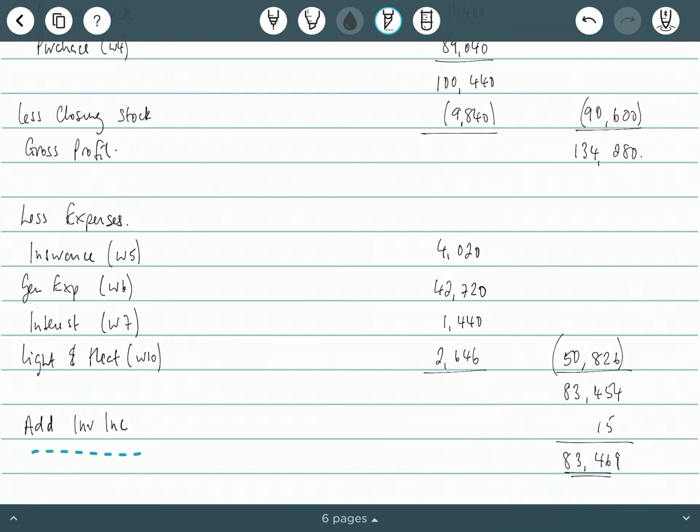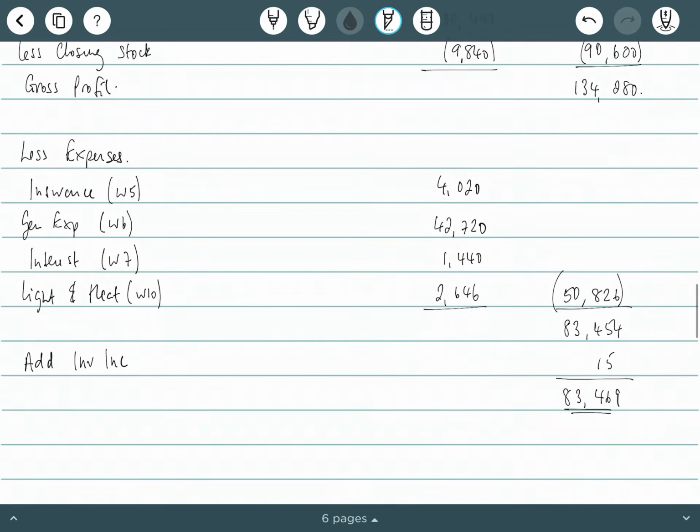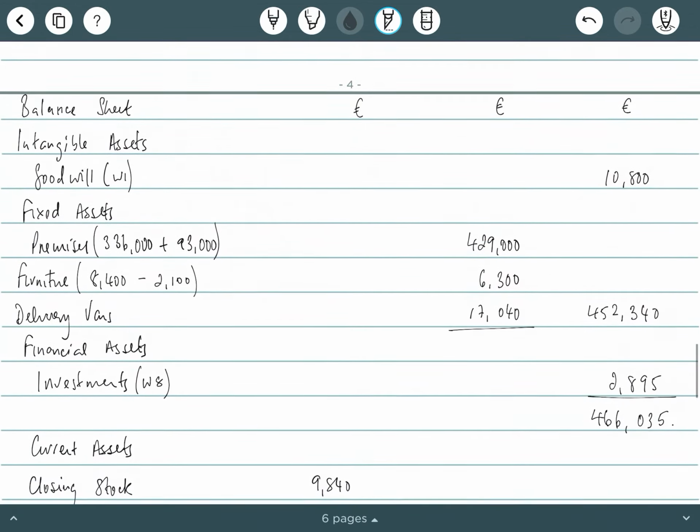And as I said, add investment income, which was your 15 quid gained. That should really say add investment interest. Okay, that's €15 gained. Add that on, and you get 83,469. That's your new net profit. On to the balance sheet.